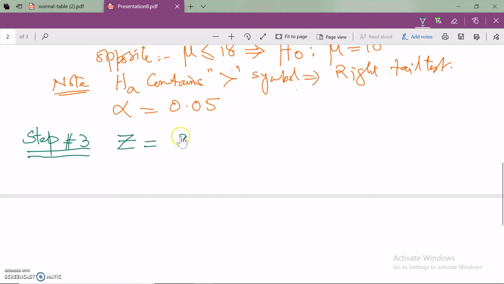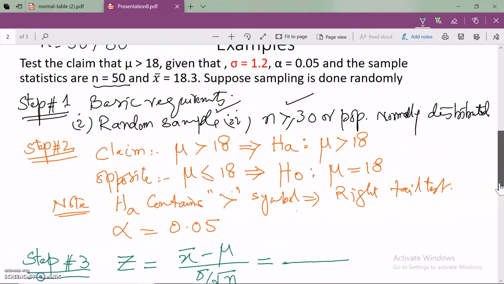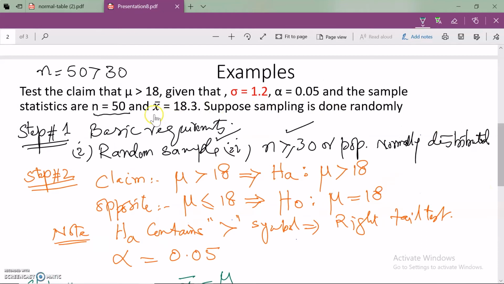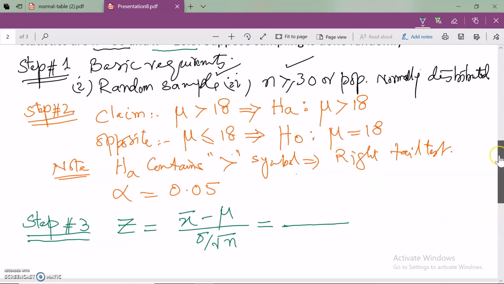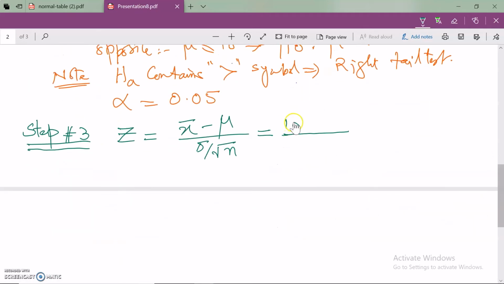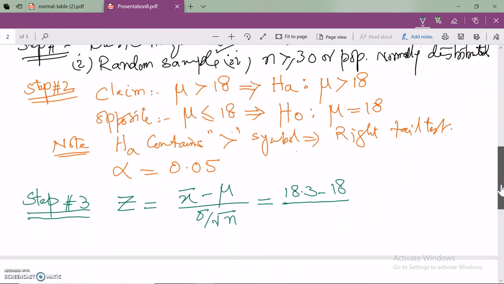Z equals x bar minus mu divided by sigma over the square root of the sample size, right? That's the formula. We have all these values, right? What we're going to do, we're going to plug in these values here. Let's understand that. What is the sample mean? Look at the sample mean. It's 18.3. So it's 18.3 minus 18 divided by sigma. Sigma is 1.2.